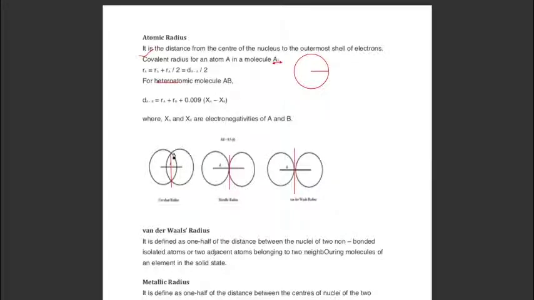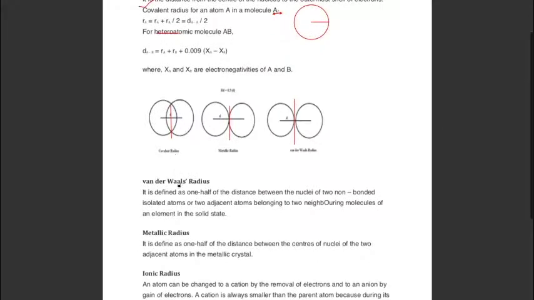Next is van der Waals radius. It is defined as one half of the distance between the nuclei of two non-bonded isolated atoms, or two adjacent atoms belonging to neighboring molecules of an element in the solid state. So isolated atoms, as in the case of noble gases, and the distance between the nuclei of two atoms of two neighboring molecules if our sample is solid.